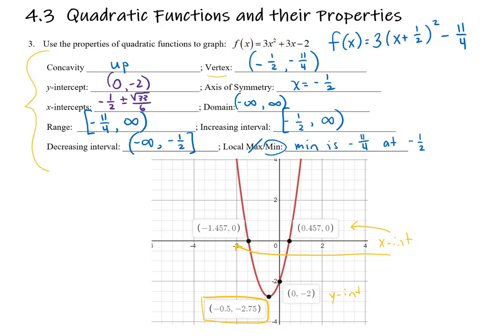You can see that it's concave up, it has a minimum. We do have an axis of symmetry. That would have been roughly right here. I'm having trouble drawing it correctly. But all of those different things that we have in the properties are showing in the graph that we have below.